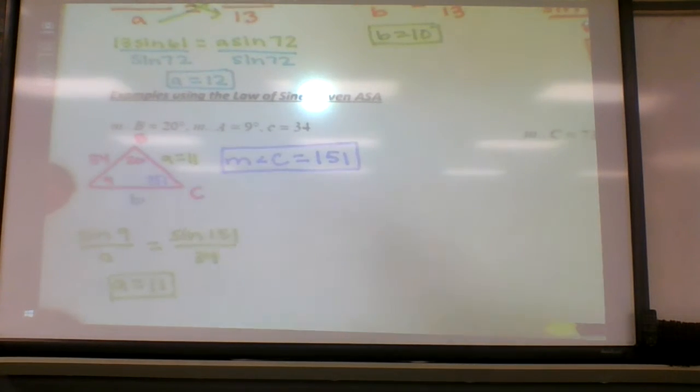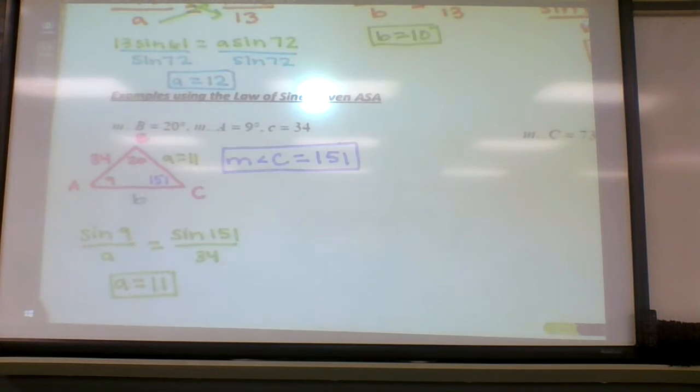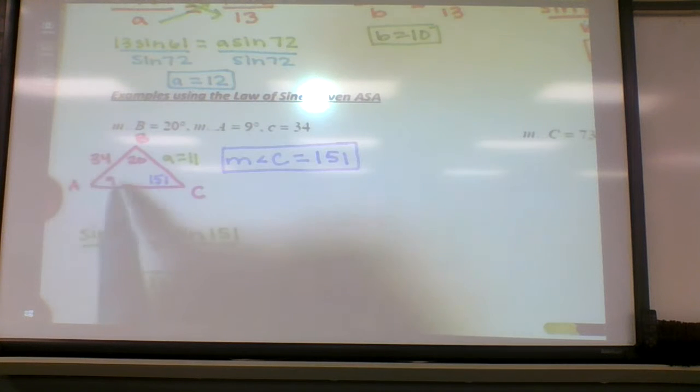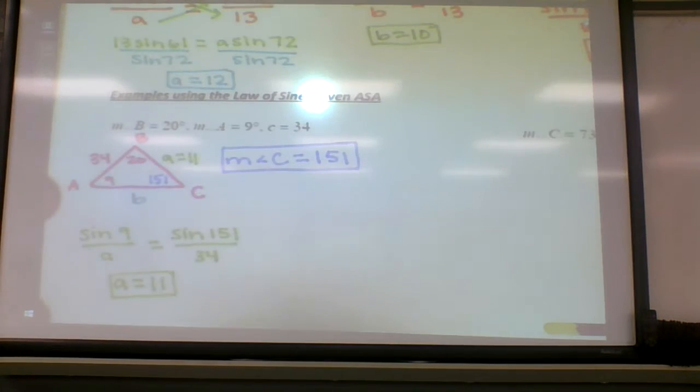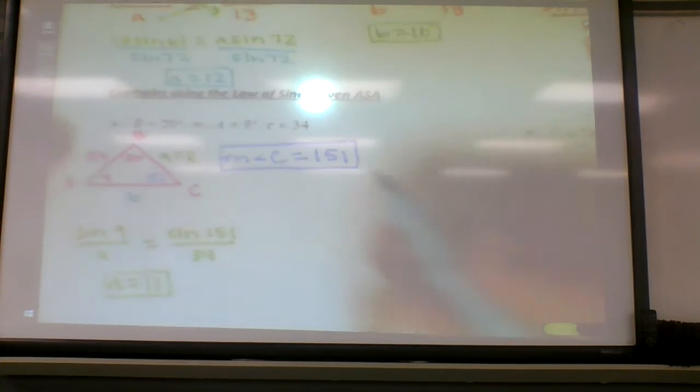Without doing any math, the side B is between what two numbers? 11 and 34, right? Because this is the smallest angle, and we got 11. This is the biggest angle, and it's 34. And so B has to be between them, right? Because that's the middle angle. Is it going to be closer to the 11 or closer to 34? Closer to 11? Let's find out.